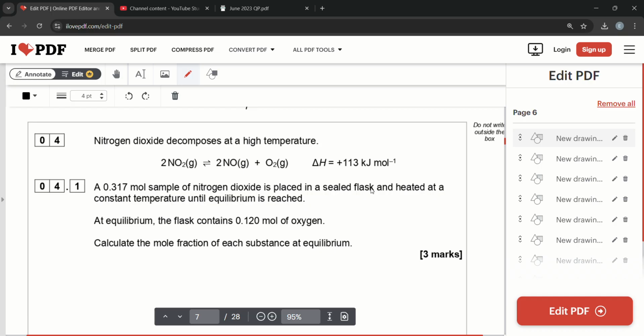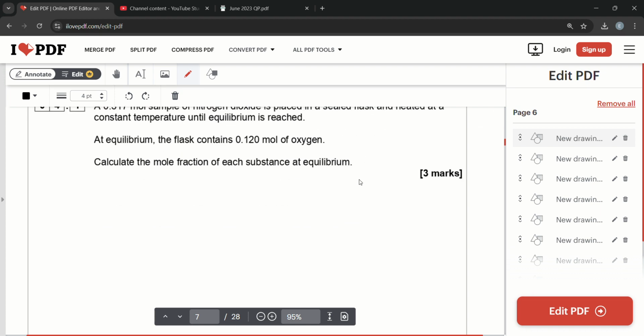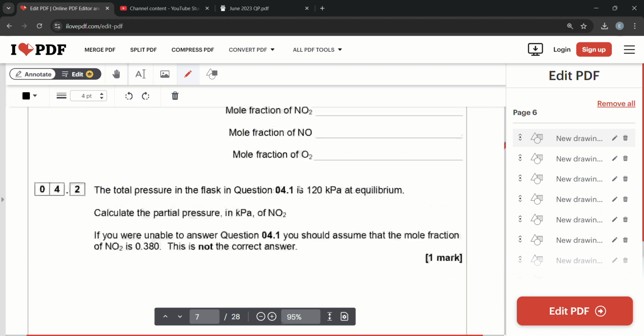A 0.317 mole sample of nitrogen dioxide is placed in a sealed flask and heated at constant temperature until equilibrium is reached. At equilibrium, the flask contains 0.121 moles of oxygen. Calculate the mole fraction of each substance at equilibrium. 3 marks. And then we've got 4.2.